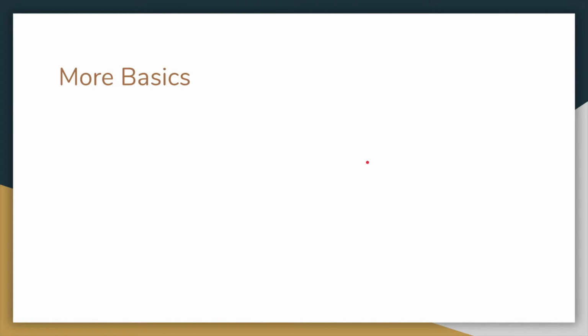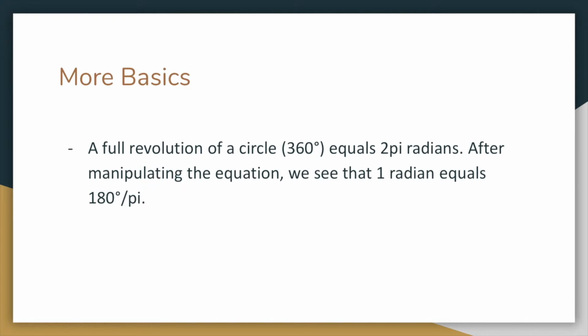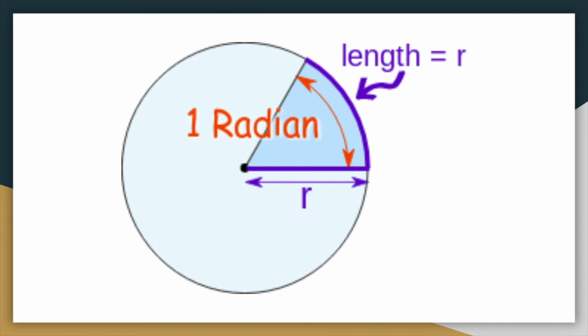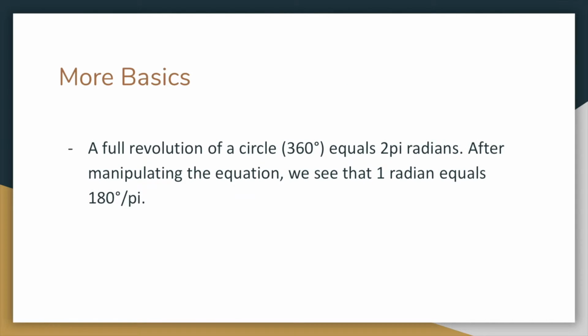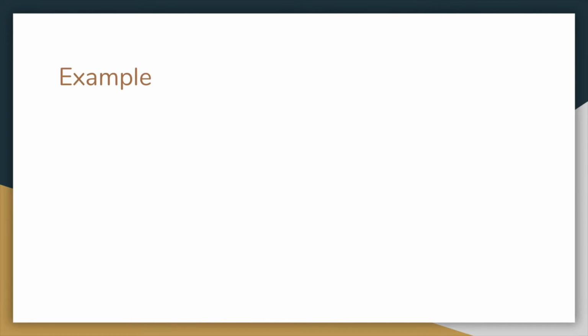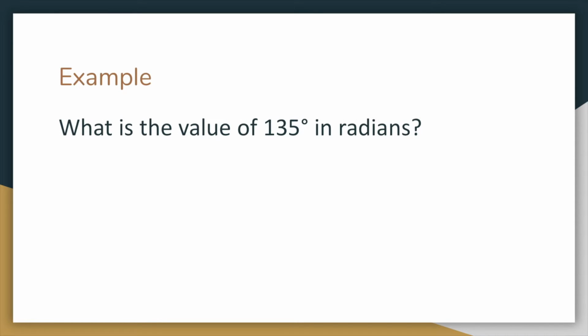Another key point that we need to know is that a full revolution of a circle, 360 degrees, equals 2 pi radians. After manipulating the equation, we see that 1 radian equals 180 degrees over pi. Similarly, the formula used to convert between radians and degrees is angle in degrees equals angle in radians times 180 degrees over pi. If we look at an example, what is the value of 135 degrees in radians?